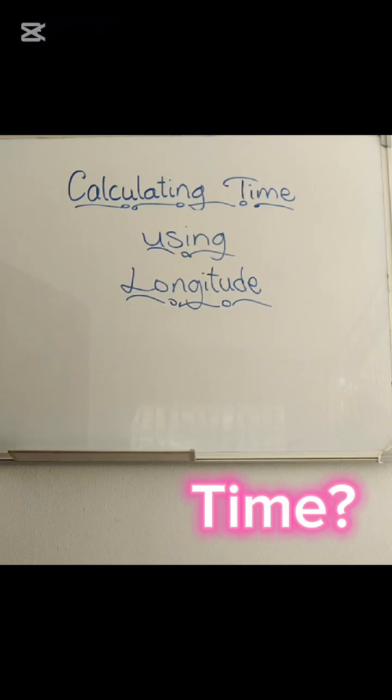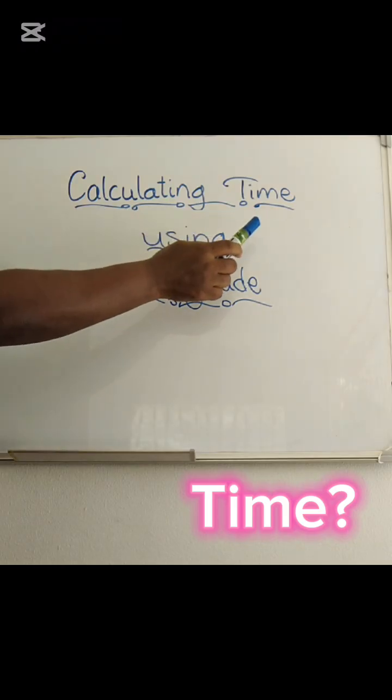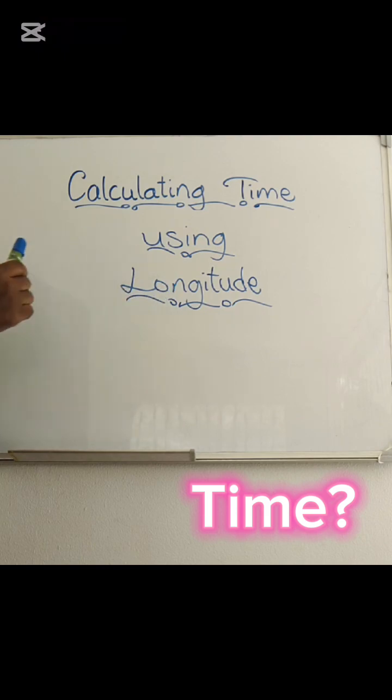So as you can see there, we're looking at calculating time using longitude. Now you know already that lines of latitude and longitude are actually imaginary lines that are drawn on a map, okay? But we are looking now at using longitude to calculate time.